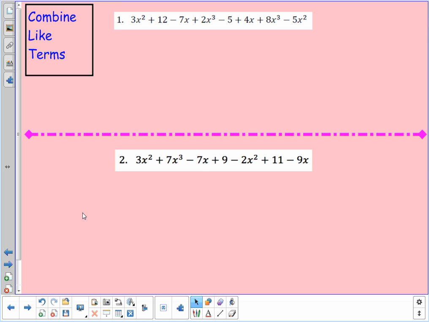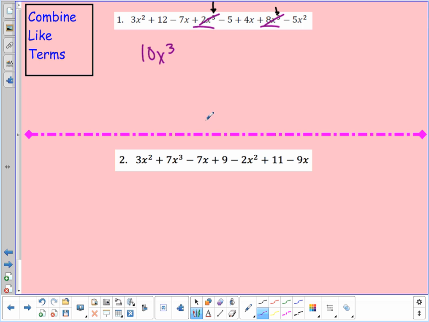If I look at number 1, this is kind of similar to what we did yesterday. We're just going to combine like terms here. So that means I'm starting with the largest power. I see that that's a power of 3. So I put those two together. I have a positive 2 and a positive 8. That's 10x to the third. So that's gone and that's gone.